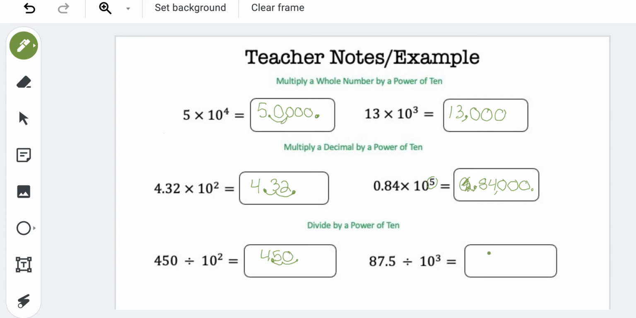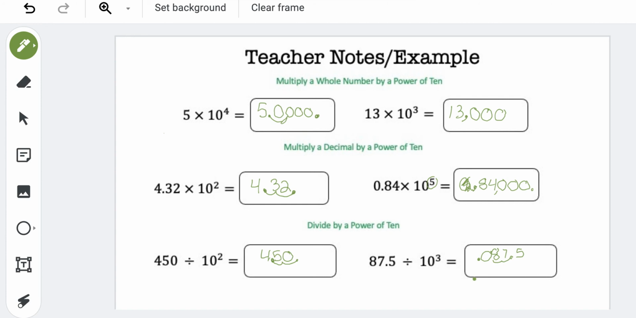And finally we have 87.5, and we're dividing it by 10 to the third power. So we're going to move this decimal 3 spots to the left. It's going to be 1, 2, and notice I'm adding digits, so I'm going to add a 0. So we end up with the decimal 0.875.